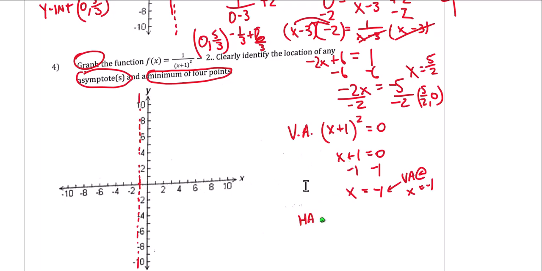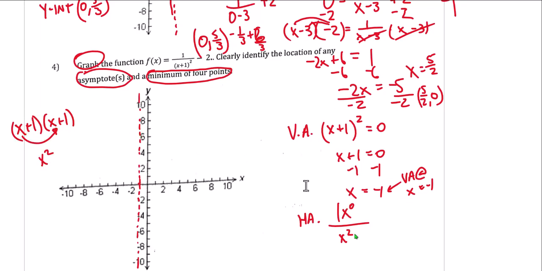Horizontal asymptote, let's use our rules. Again, here we have an x to the 0 in the numerator, and we have an x squared in the denominator. Remember that when we FOIL out x plus 1 squared, it's going to be x plus 1 times x plus 1. And when we FOIL this out, x times x is going to give us x squared.